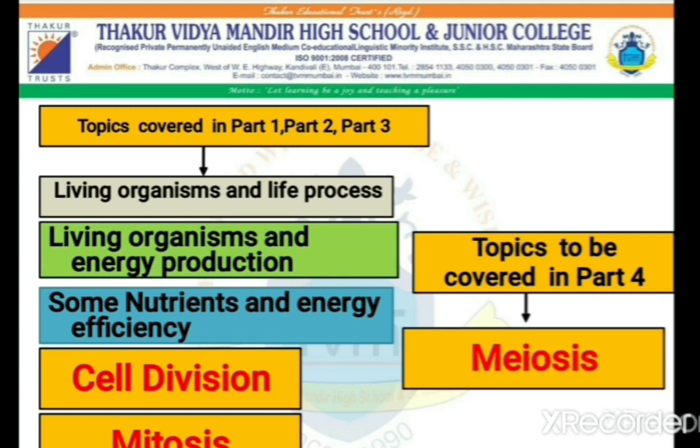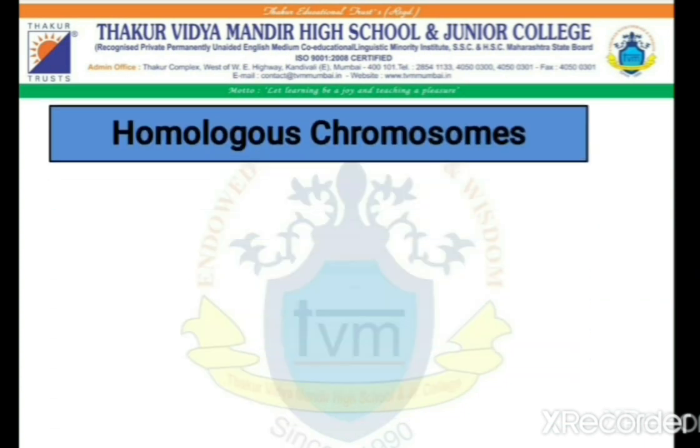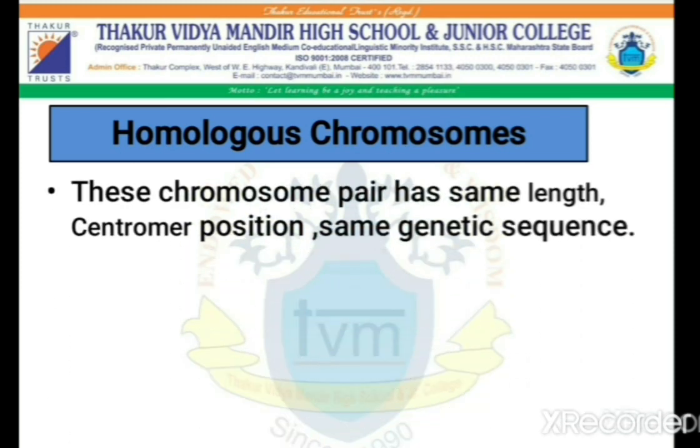Before starting with the part of meiosis, let us understand one term called homologous chromosomes. In science, the word homo means same. So homologous chromosomes are the chromosome pairs that have same length, same centromere position and same genetic sequences. Such chromosomes are called homologous chromosomes.